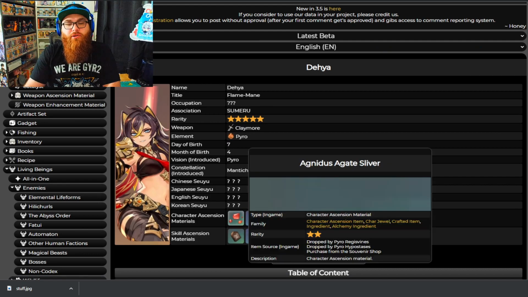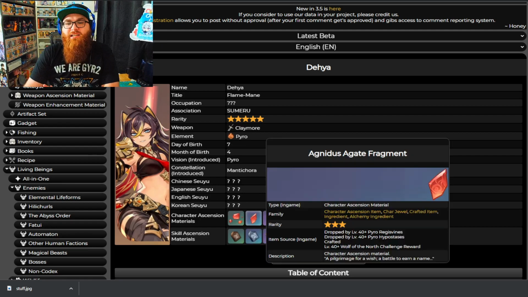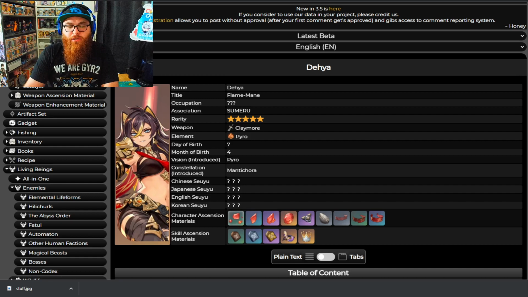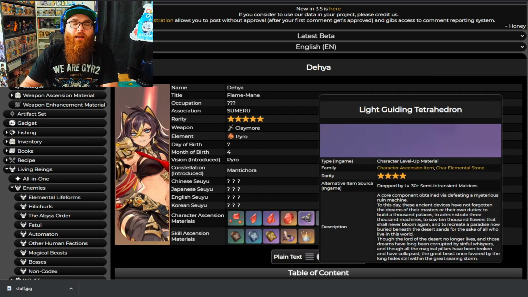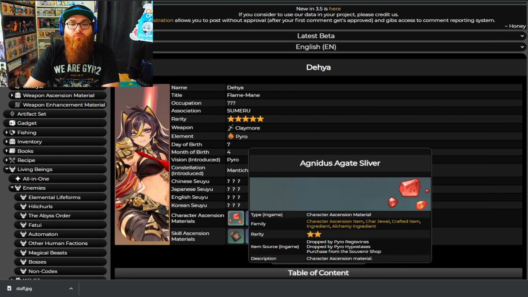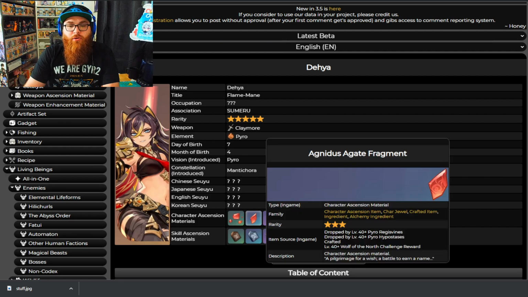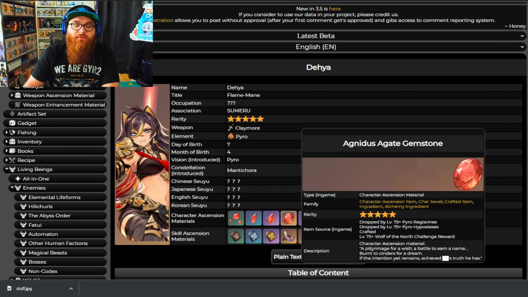The first things you're going to want to farm up are these Agnidus Agate Fragments, or whatever you want to call them. I always mess this up. But you're going to need a good chunk of these. Every time a new character comes out, you're always going to go for these elemental gemstones. So you're going to need one of these silvers, 9 of the fragments, 9 of the chunks, and 6 of the gemstones.